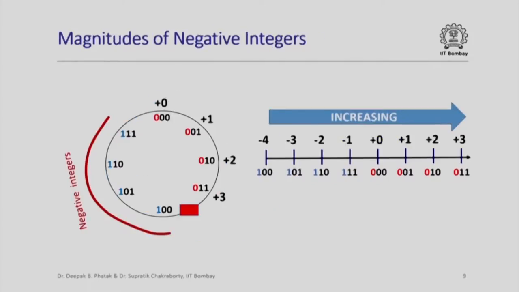Now, an interesting question that comes here is that when the numbers were positive, we could just read off the numbers as if they were unsigned integers and put a plus sign before to get the signed integer. Now, when the numbers are negative, we have this strange thing that 101, which as an unsigned integer would represent 5, and if you just look at the magnitude, which is the bits in black, it would represent 1, but we want this to represent the signed integer minus 3. Similarly, if you look at this number 111 as an unsigned integer, it would represent 7. If you just look at the magnitude, which are the bits in black, it would represent 3, but we want this to represent minus 1.